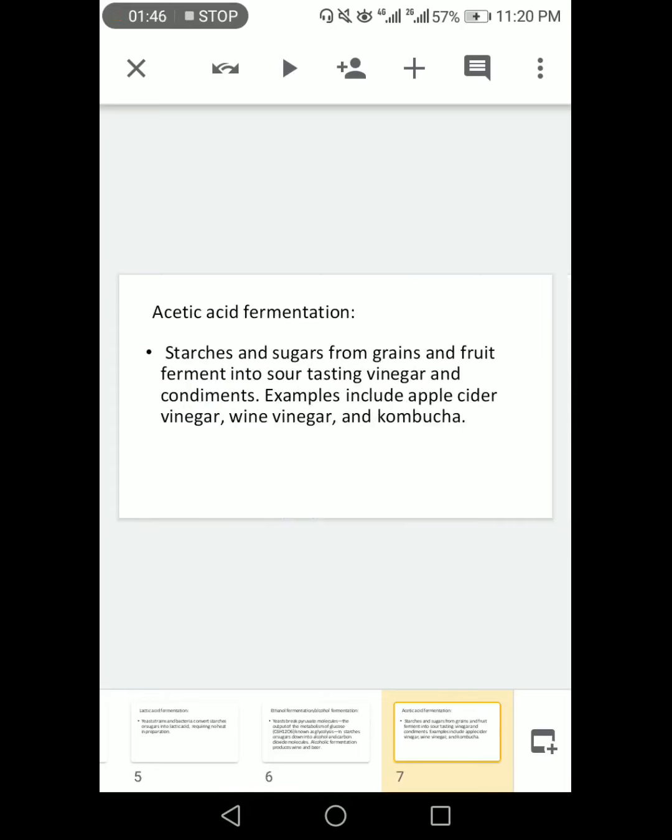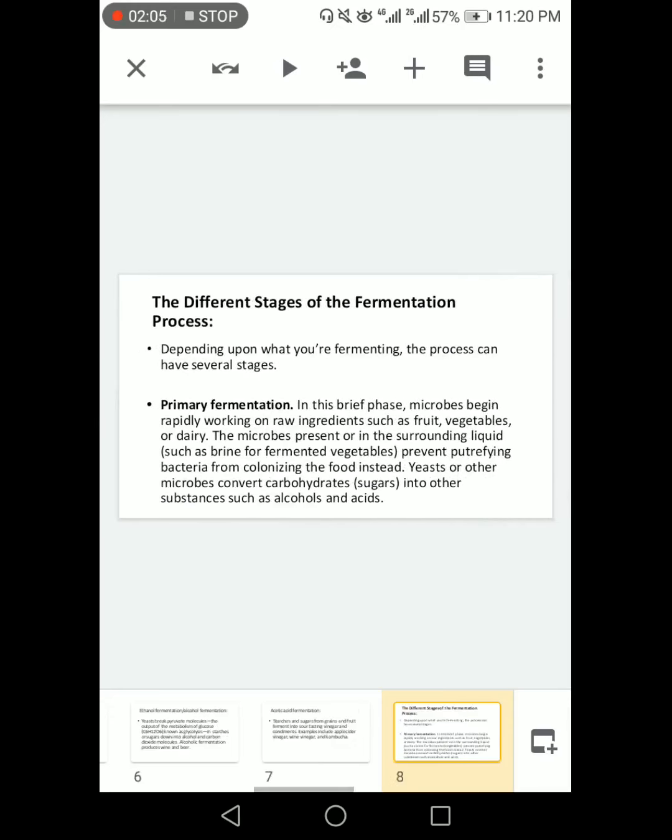Acetic acid fermentation. Starch and sugar from grains and fruit ferment into sour tasting vinegar and condiments. Examples include apple cider vinegar, wine vinegar, and kombucha. The different stages of the fermentation process. Depending upon what you are fermenting, the process can have several stages.